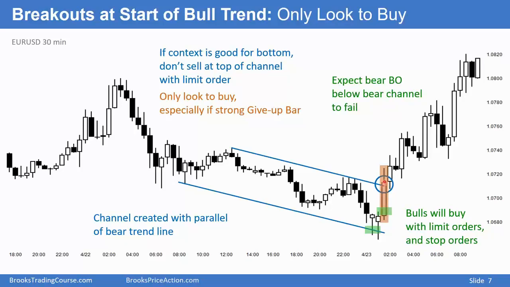The bears are giving up. They're not selling here, and the bulls are buying, expecting at least 2 legs up. A big bull trend bar early in a possible trend. It's a give up bar. The bears are giving up, and it increases the chances that we'll get a rally, at least a bull leg in a trading range, possibly a bull trend.